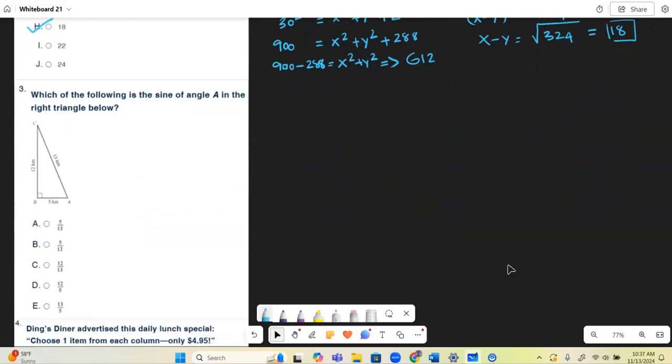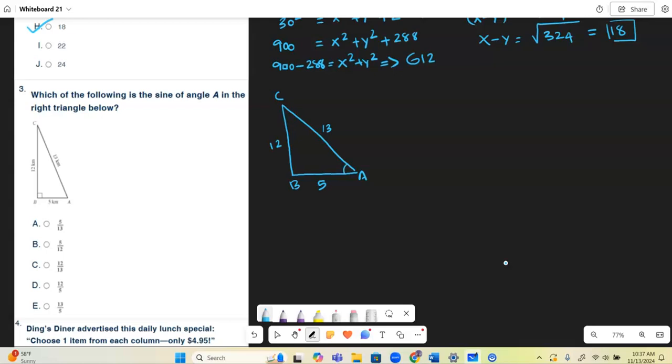And next is a trigonometry problem. Which of the following is the sine of angle A in the right triangle below? So here we have the right triangle given. This is the right triangle A, B, C with sides 5, 12, 13. So we need to find the sine of this angle A.